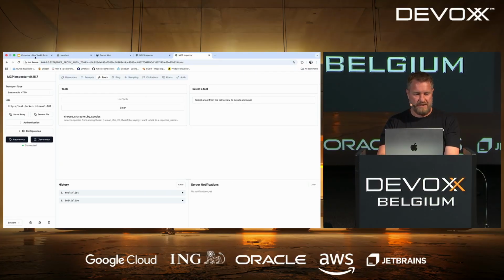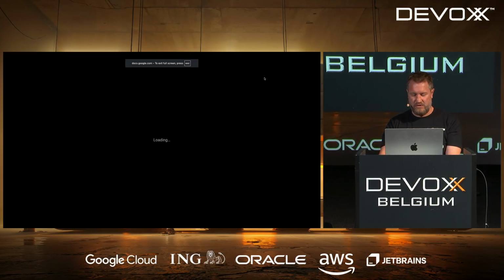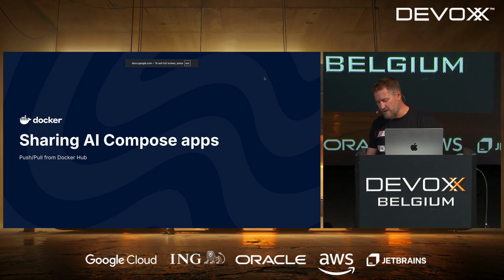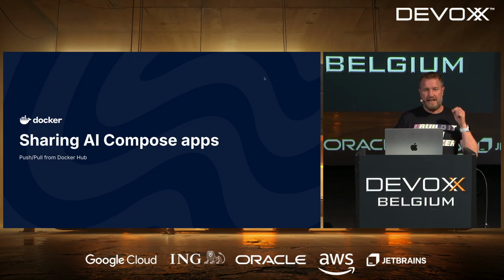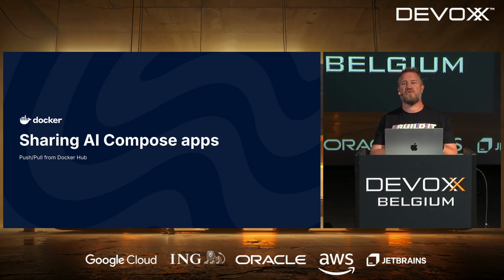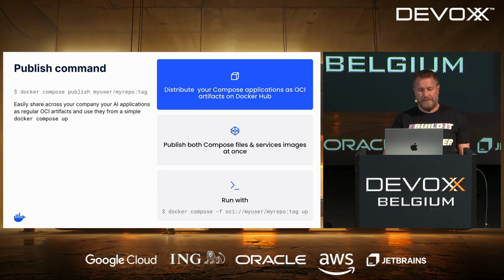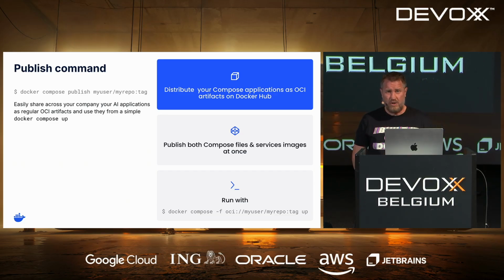Let's go back to our presentation. So now we have seen that. What could be very interesting is to be able to share this application either with our coworkers or maybe use that as a distribution package for our customer. And we added a year ago, maybe a little bit more, a new command that is Docker Compose publish. Who was aware of that? Ah, one person, two, okay.